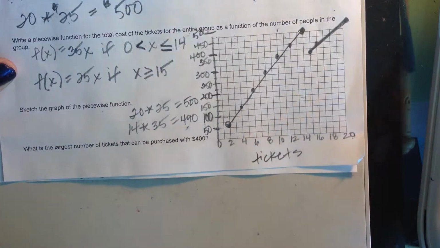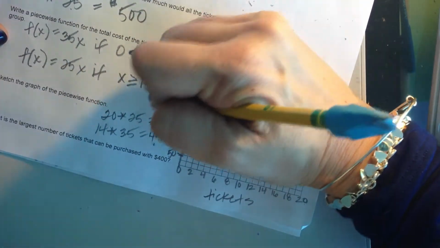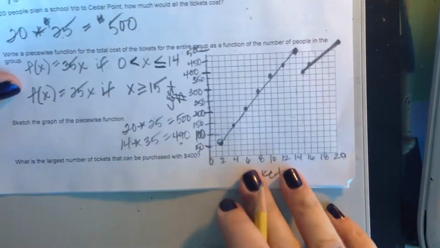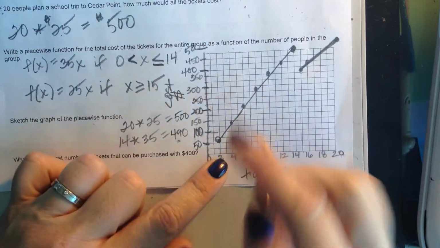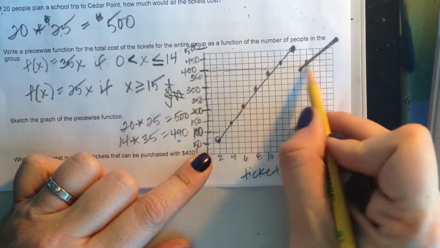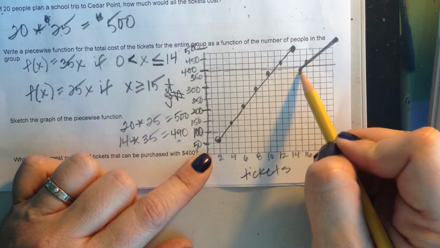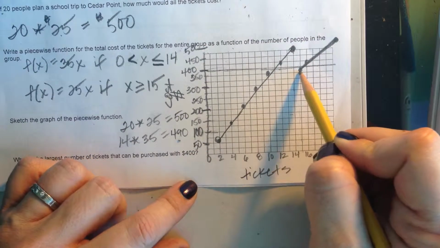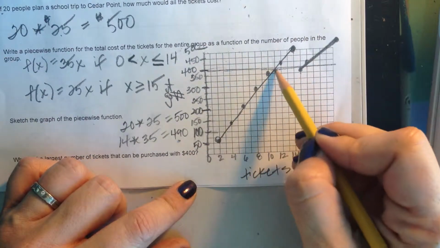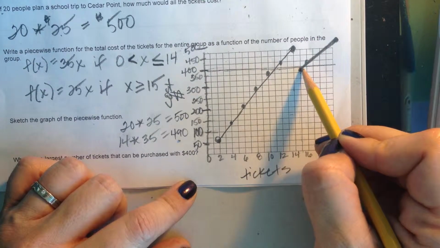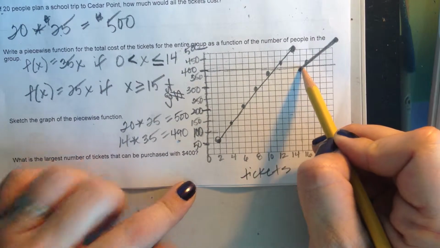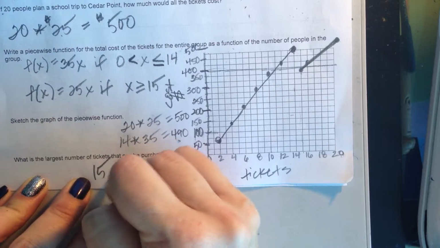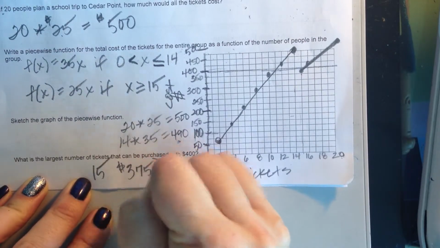Sketch the graph, got that done. This is going to be my cost in dollars. I've got to put that over there. What's the largest number of tickets that can be purchased with $400? Well, with $400, it looks to me like I can get 15 tickets. Over here it intersects at, what, 11? But right here it intersects where I could actually pay for the 15 because it was $375. Cool. Good luck.